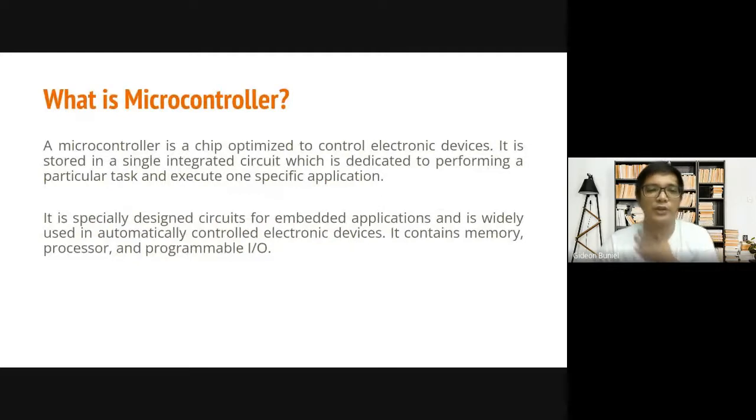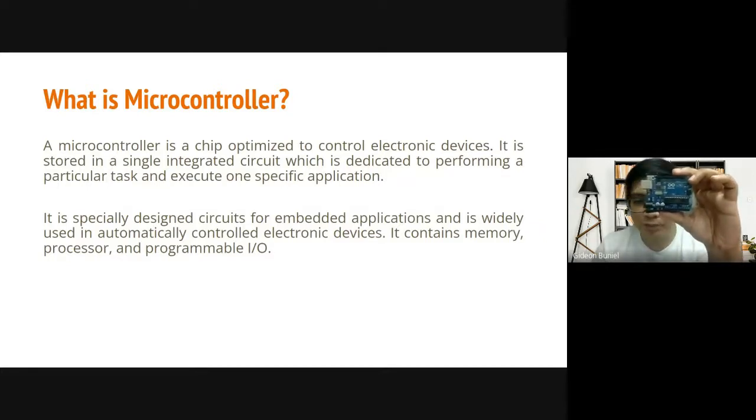What is a microcontroller? A microcontroller is a chip optimized to control electronic devices. It is stored in a single integrated circuit, which is dedicated to performing a particular task and execute one specific application. So, it is specially designed circuits for embedded application and is widely used in automatically controlled electronic devices. It contains memory, processor, and programmable IO.